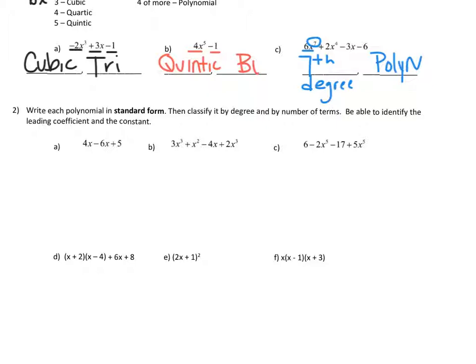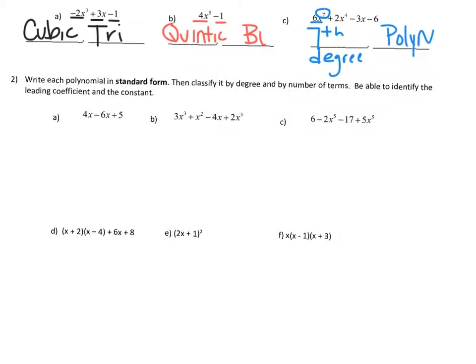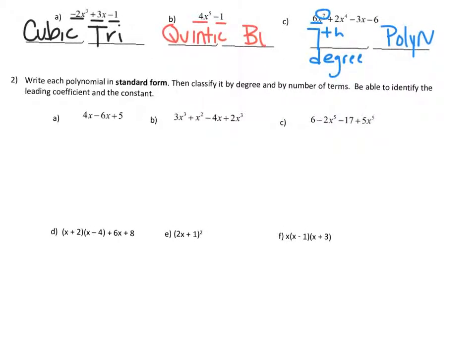To write a polynomial in standard form means that you want to get rid of the parentheses, combine like terms, and write it from highest to lowest degree. So we're going to classify it by its degree and number of terms, and we're also going to identify the leading coefficient and the constant, just to go through that vocabulary. For the first one, I'm going to combine 4x minus 6x, so that's going to be -2x plus 5. The degree is 1, so that's called a linear, and it's 2 terms, so it's going to be a binomial.